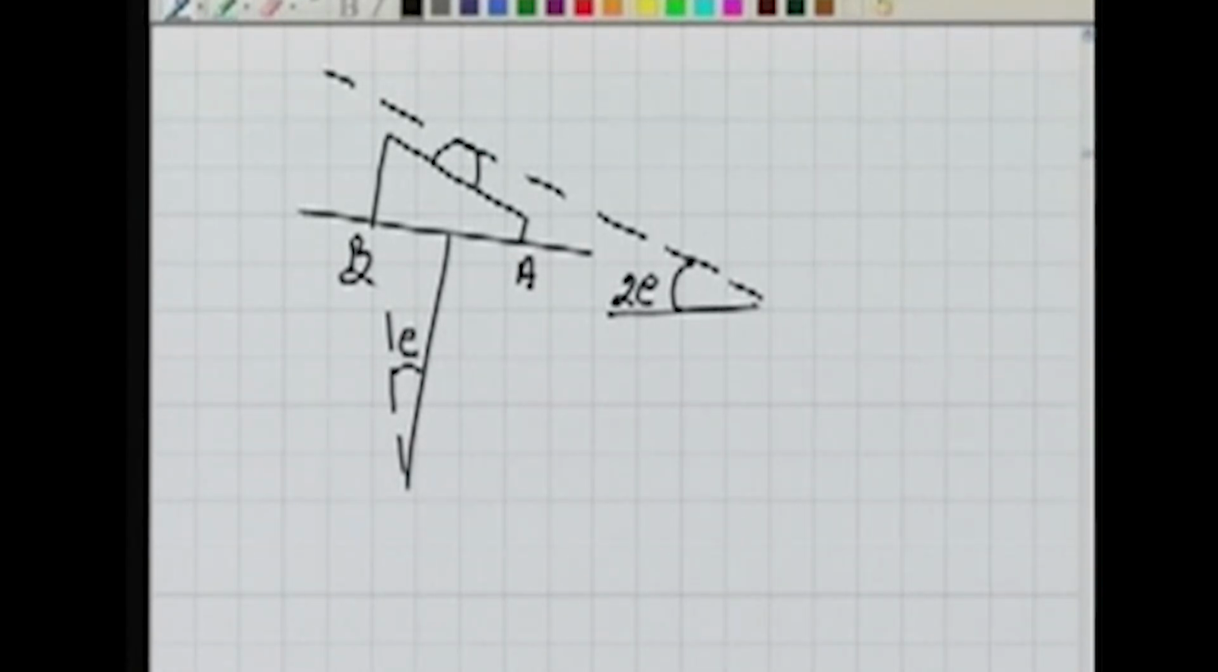Now how to eliminate this error? How to permanently adjust our instrument? Permanent adjustment.